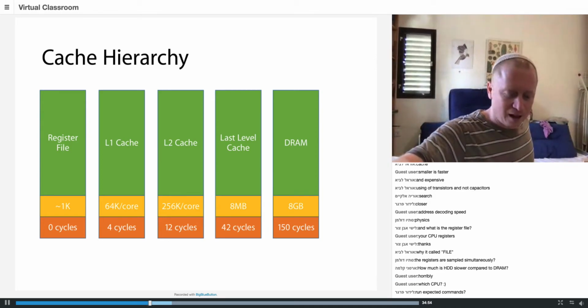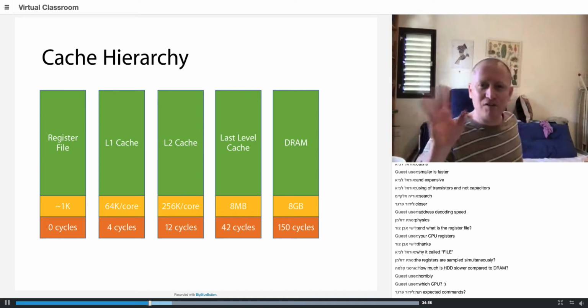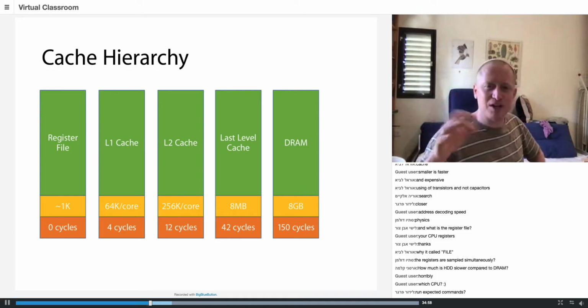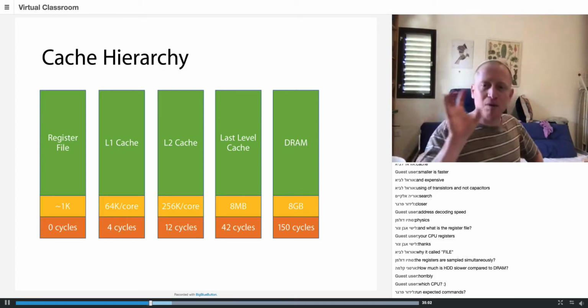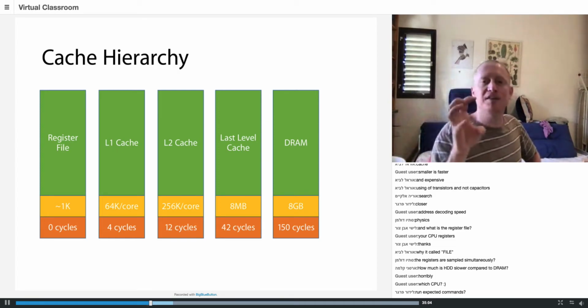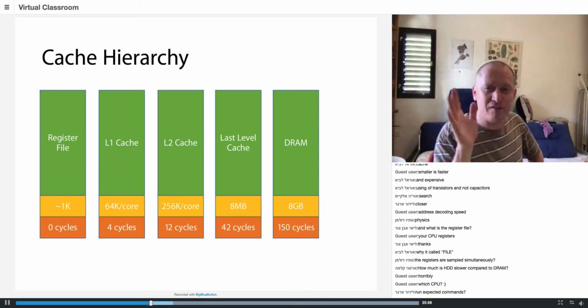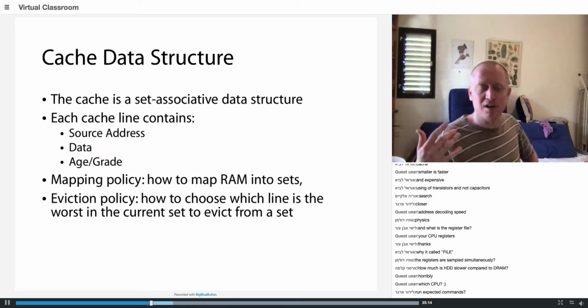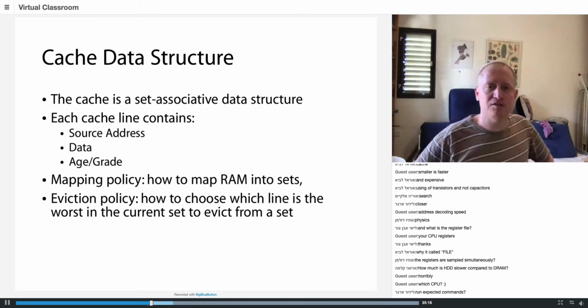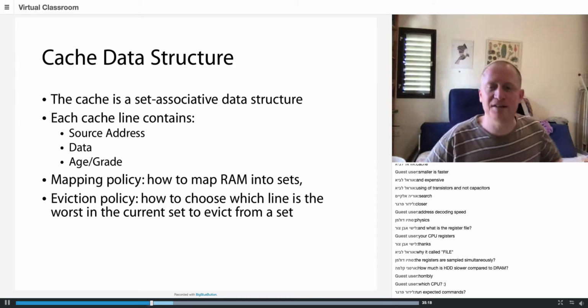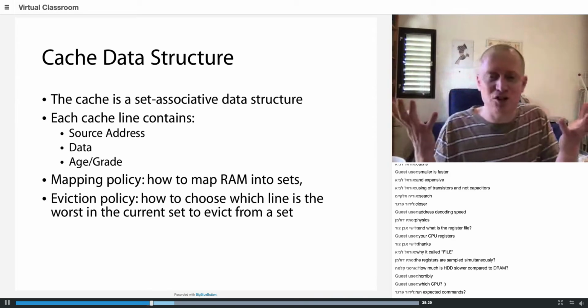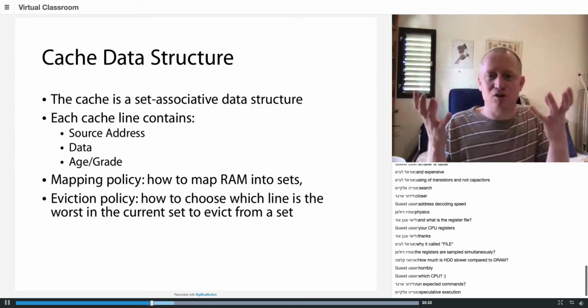I want to give you a very, very brief overview of how the data is arranged in the cache. So my objective is to have a small subset of the data that I'm using often in a data structure which is very, very quick to search. And the data structure which almost all of the CPUs I know of use is what is called a set associative data structure.